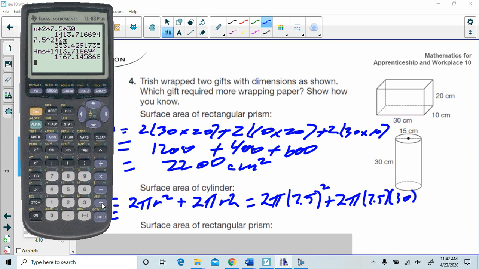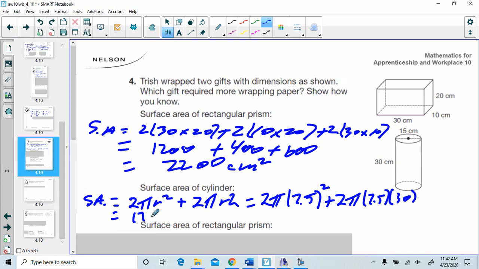So 1,767. And if we were going to round that, it would just be 1767, and that's going to be centimeters squared. 1767, we'll just put down here. And centimeters squared. Okay, so if we were going to say which one needed more wrapping paper, you can see that that rectangular prism needs more.